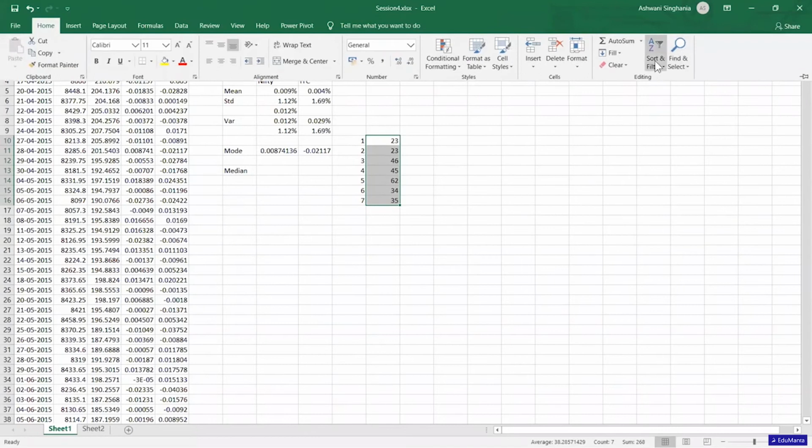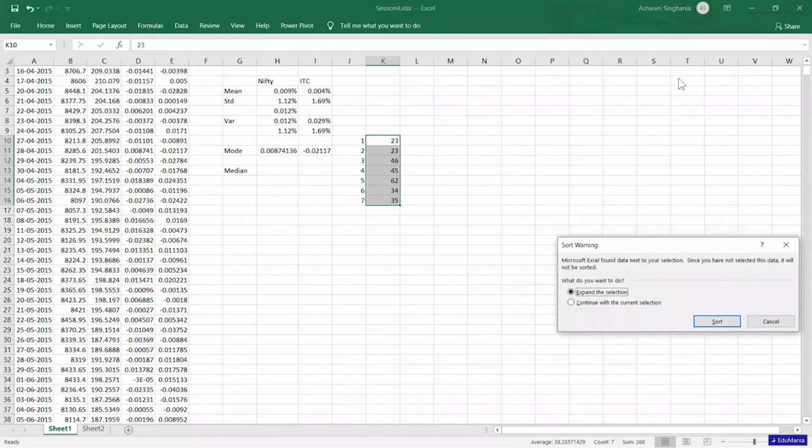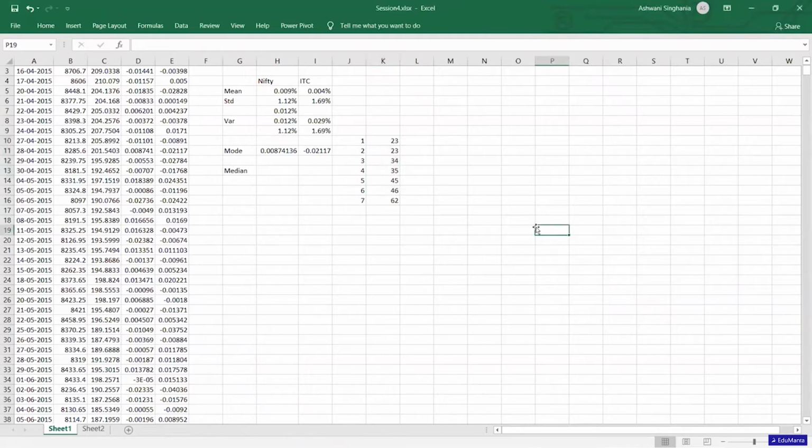Home, sort, sort smallest to largest, and we have to sort only that part which is selected. So we will go to continue with current selection. If we expand the selection, it means that the entire row will get sorted according to this particular row. That's what expand the selection means. So we don't want to do that. We just want to sort the selected portion. So now it's selected, right?